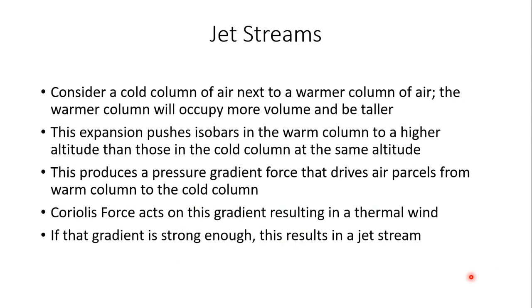Right, so now, since you have an introduction on what iso height is, and what the difference is between barotropic versus baroclinic, we'll now talk about jet streams. So I want you to think about our analogy again with cold and warm columns of air. Warmer columns are going to occupy more volume, they're going to be much taller. This is going to allow those iso heights in the warm column to expand to higher altitudes than you'd see in the colder column at the same altitude. This produces a pressure gradient for us that drives air parcels from the warm column to the cold column.